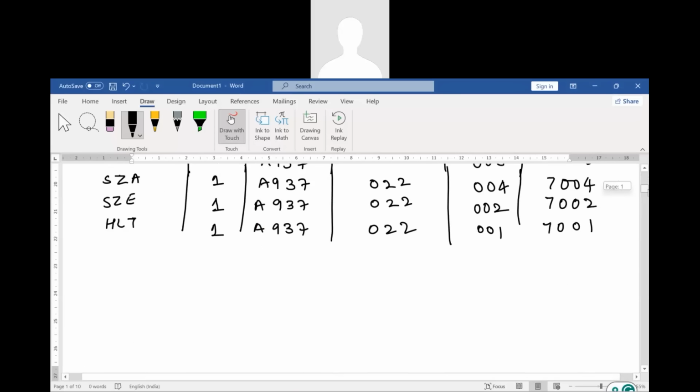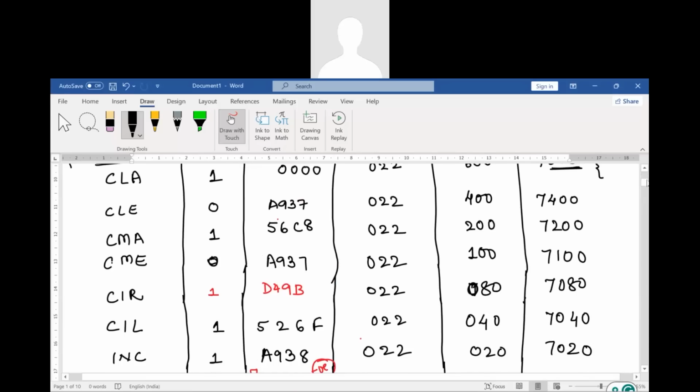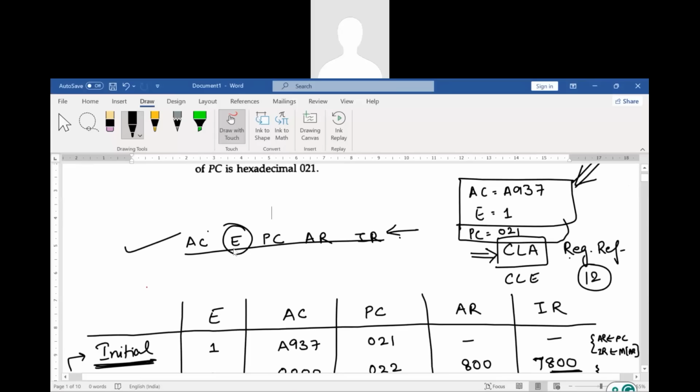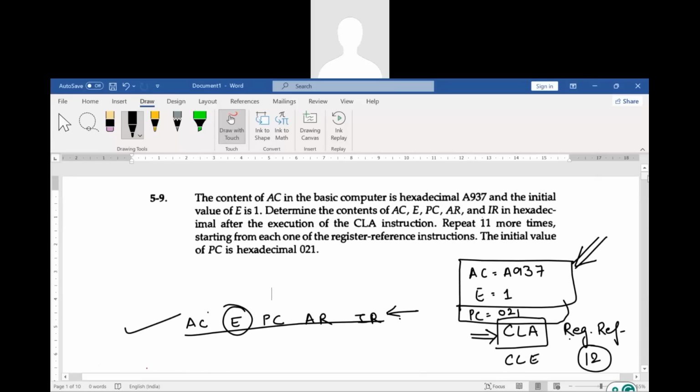We noted down all the register reference instructions. We started off with CLA and repeated it 11 more times, so total 12 instructions we performed. Was it simple to execute? For any type of question given over here, once you understand how to write the answer, it's very simple. You know all the register reference instructions and you know what steps, what instructions are performed at the different timing signals for each and every instruction. So this is how we'll be solving this question.